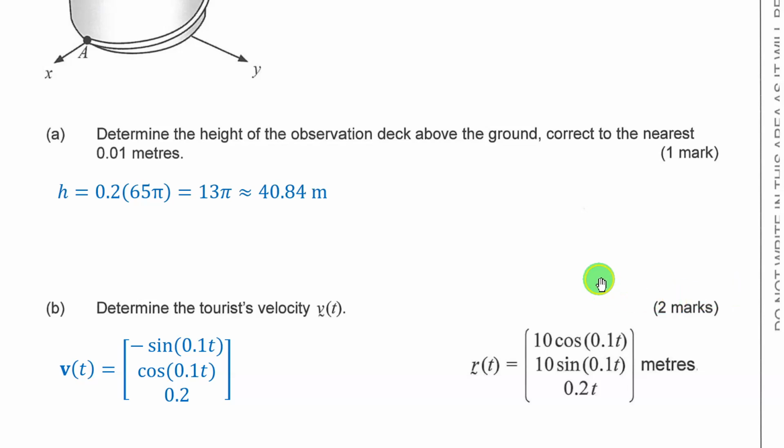Anyhow, on this one, it would be kind of criminal. We've just got to differentiate each component in turn. So 10 cos 0.1t becomes minus sine 0.1t. 10 sine 0.1t becomes cos of 0.1t. And 0.2t becomes 0.2. So 2 marks in the bag, and we're rustling along.